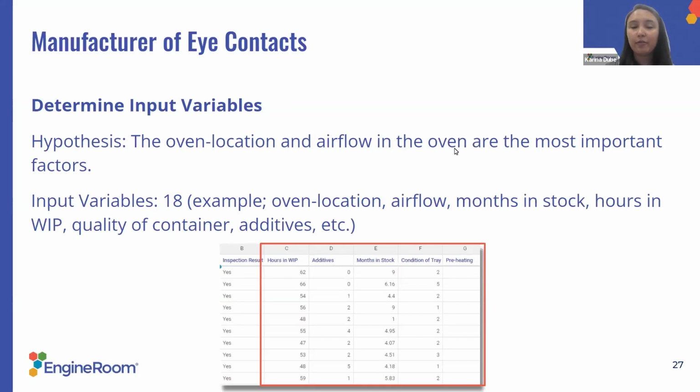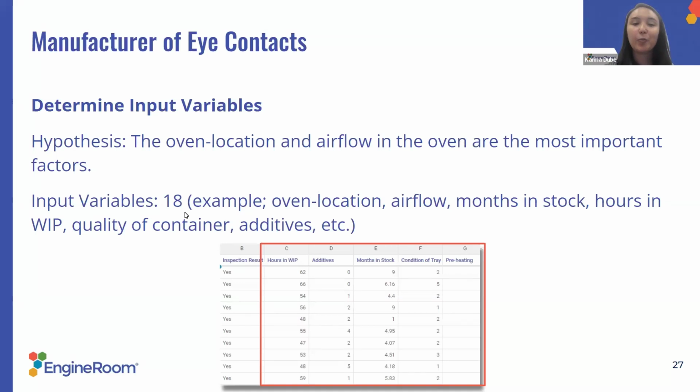At this particular manufacturing plant, a lot of the senior people were considering the oven location and the airflow as the most important factors. You had other voices in the room who were talking about differences in the containers that they had, other months in stock, hours in WIP, lots of different types of inputs that could be affecting whether or not there's a defect. When you have something like a machine learning algorithm, having all of those types of inputs is not a problem because it can handle a lot more data.